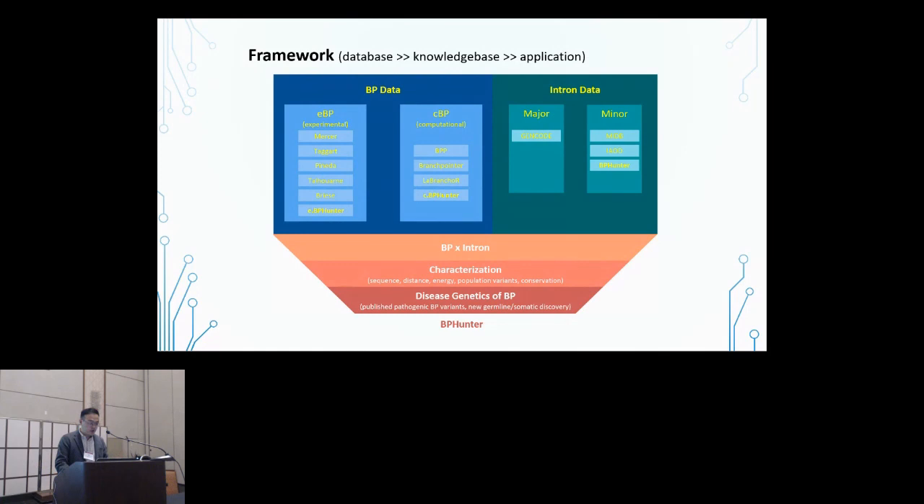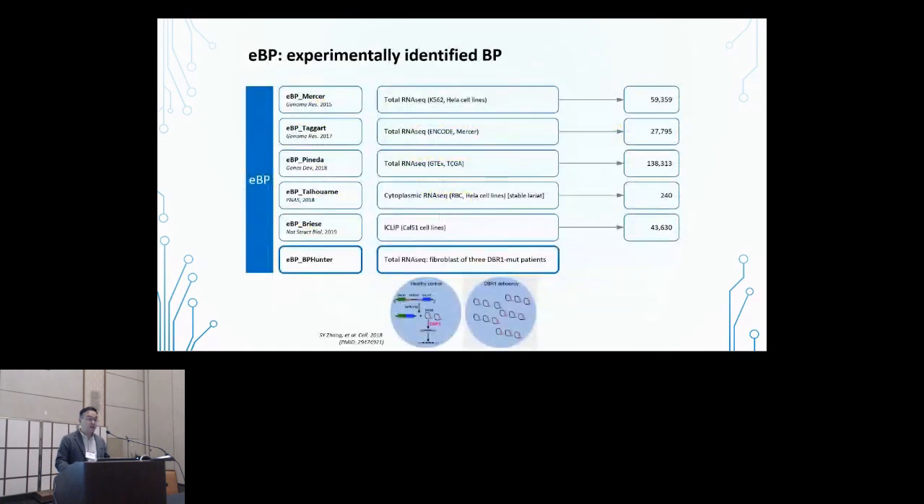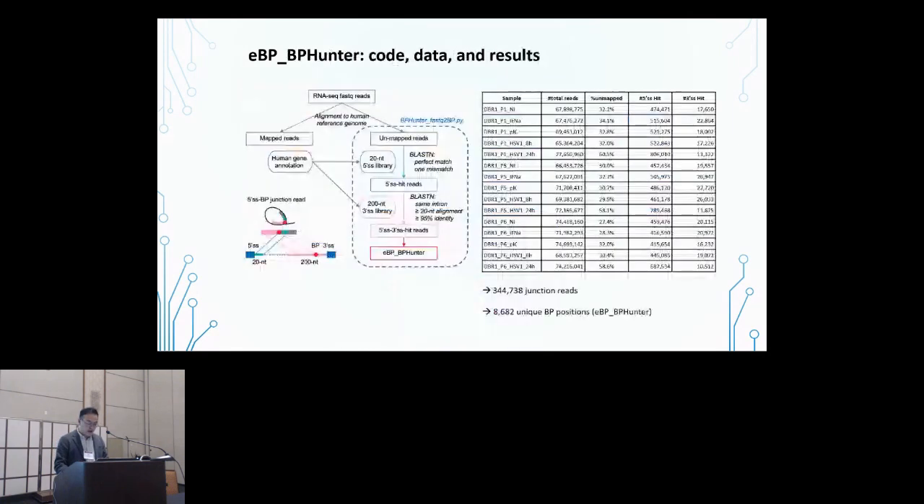For the database, a few datasets have been published on the identification of BPs from RNA-seq data. Then we revisited our data previously published in Cell, because we have seen some patients with DBR1 deficiency. DBR1 is the only known enzyme that degrades these lariats. So we revisited the data and created a script to analyze the RNA-seq data to identify what other branch points we can find.